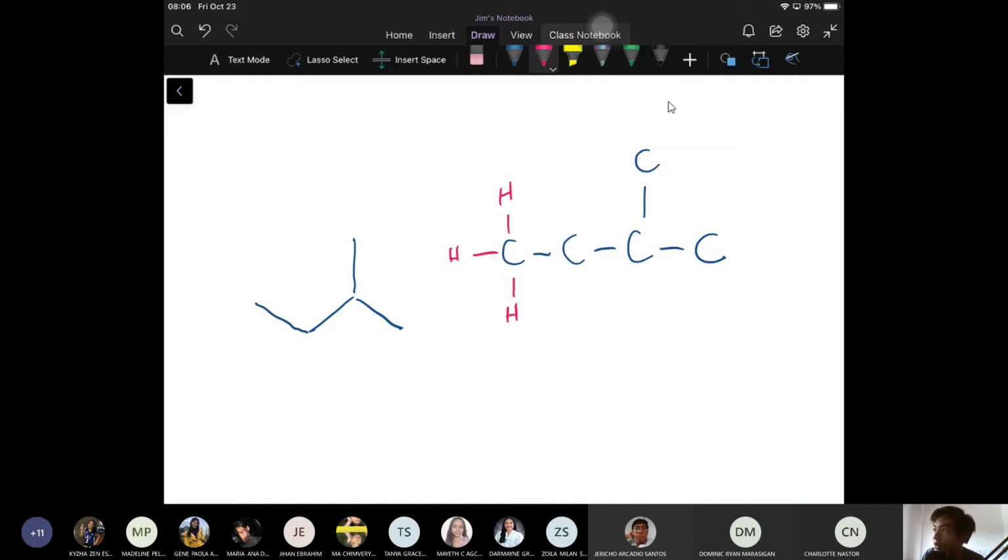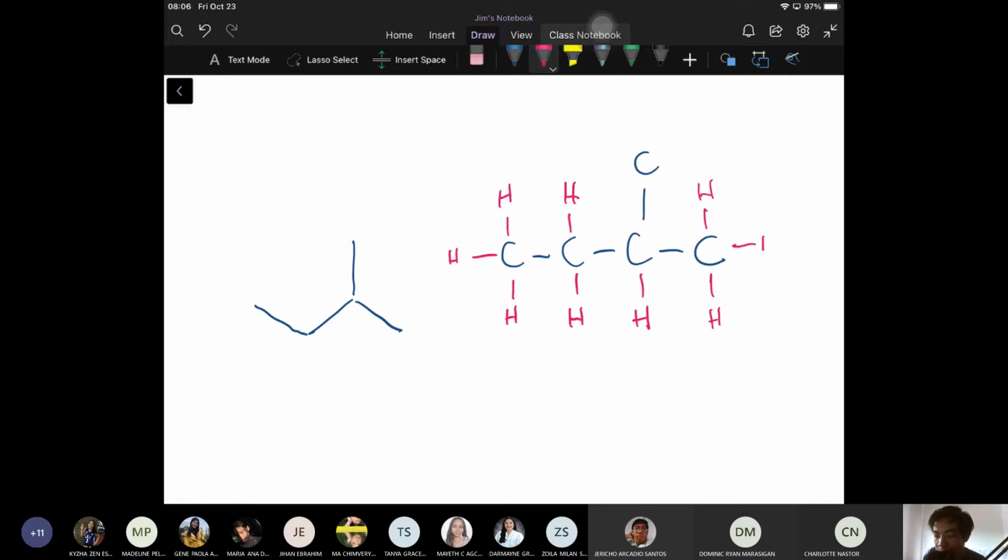So, nasa gitna, how many bonds do we have na? May dalawa na tayo. So we can still do 2 bonds with hydrogen sa carbon na ito. How about this one? Meron ng tatlong bonds. 1, 2, 3. Ilan pa pwede? Isa na lang. Then, itong nasa dulo, may isang bond, pwede yung tatlo. Itong nasa dulo sa taas, pwede yung tatlo ulit.